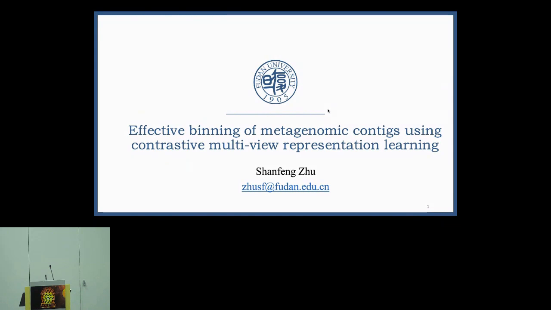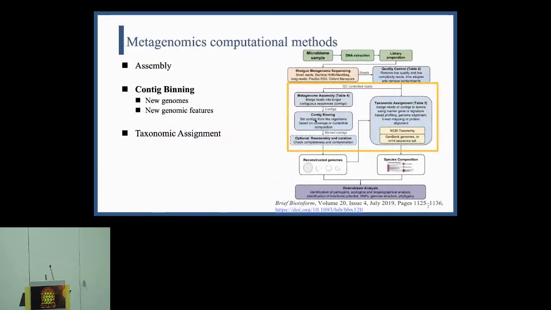Today I'm going to talk about our work on contig binning, which was published in Nature Communications in January. From the previous keynote speech, we can say that there are several important metagenomic computational methods, including sampling, contig binning, and taxonomic annotation. Our work focuses on contig binning, which aims to group genomic fragments, that is the contigs from the same genome into the same bin.